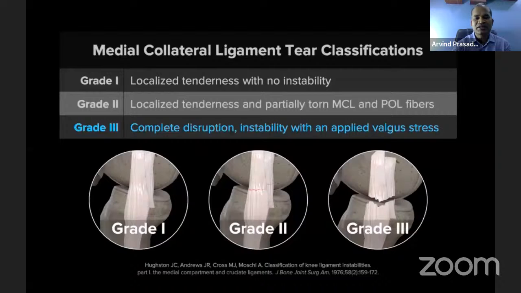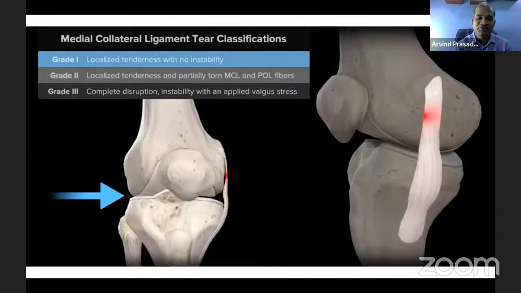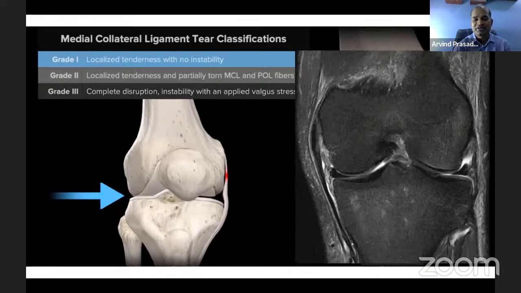Another classification was given by Wigston quite a long time ago, almost in 1976. It was grade 1, grade 2, and grade 3. In grade 1, it's just local tenderness. There is no instability. There will be tenderness along the MCL, but hardly any opening of the joint. You can see here in the MRI a little bit of edema on the medial epicondyle, but continuity is maintained, hardly any injury.